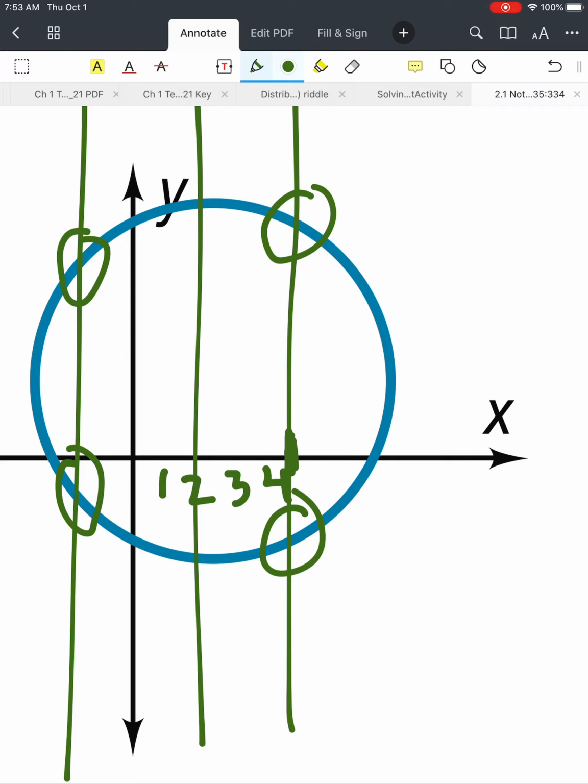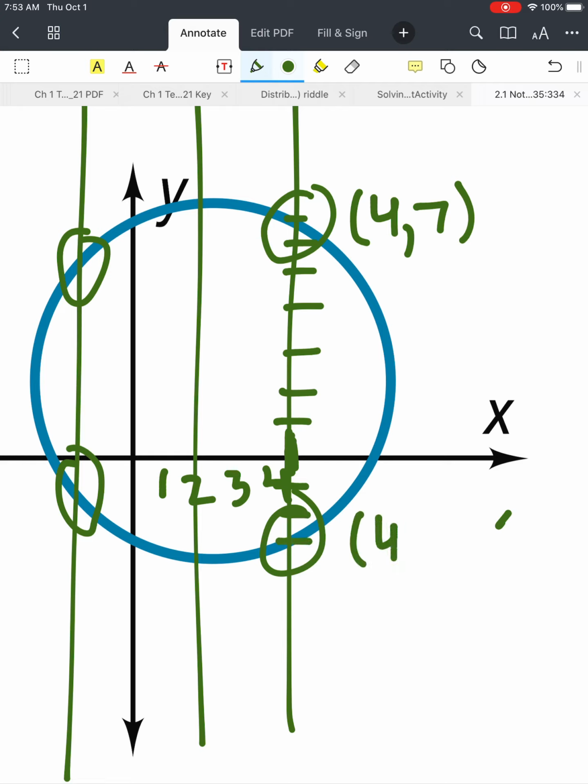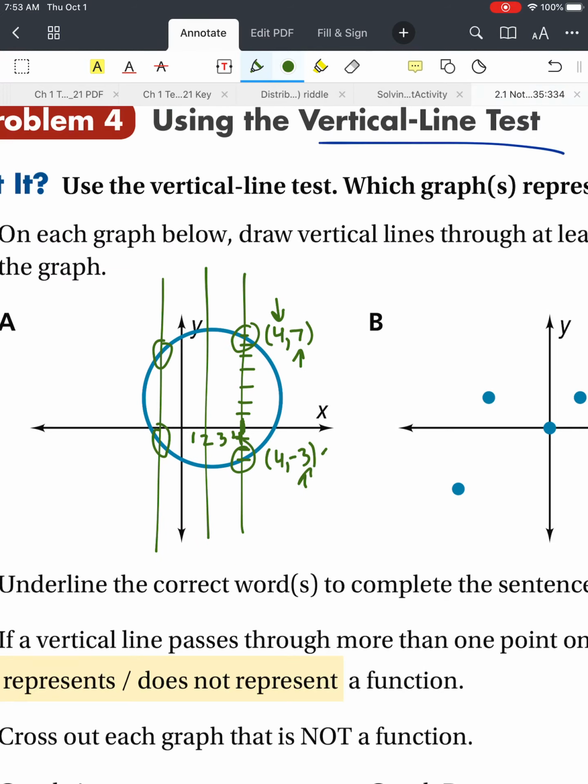I don't know what it is up here, but it could be 1, 2, 3, 4, 5, 6, 7. So this could be 4, comma 7 as an ordered pair, and then this would be 4, -3. That one x has two different y values. That's not good if you're trying to be a function. So this one is a no.